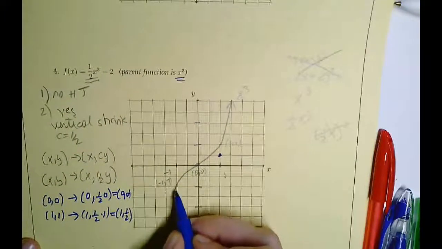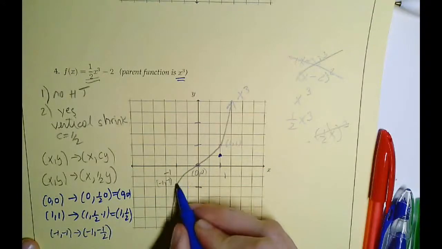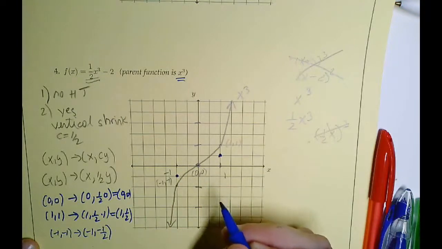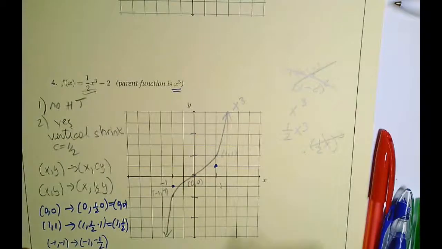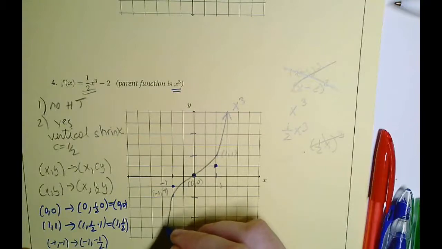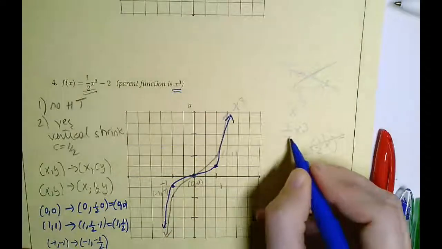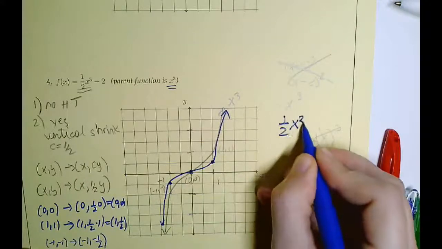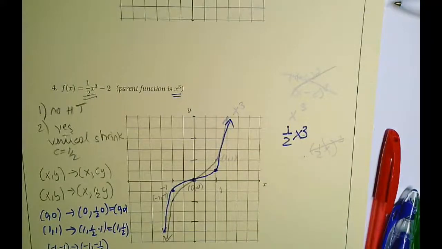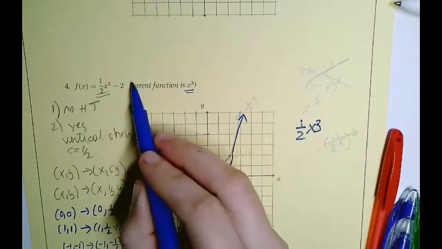What about the other point, -1, -1? -1, -1 is going to go to -1, -1/2. Okay, so the 0, 0 stays there, and this goes there. So I can draw this if I wanted. This is an intermediate step. So the blue line is x cubed. But that's not what I'm asked to graph. I'm asked to graph 1/2 x cubed minus 2.